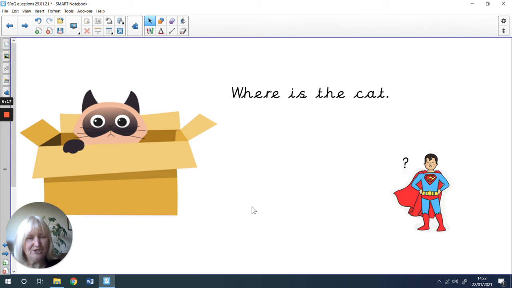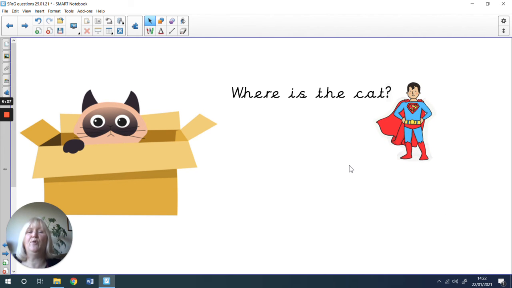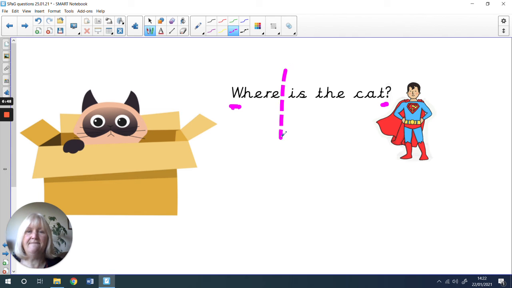Okay, here's the next question. Where is the cat? Come on, Captain Question Mark. Now it's a proper question. Have you noticed every question sentence has started with a capital letter? So we've got a capital letter at the beginning here and a question mark at the end, and fantastic finger spaces. Don't forget those. Where is the cat?